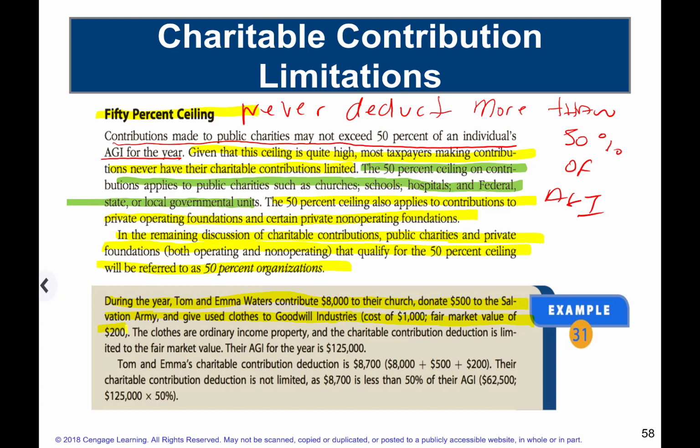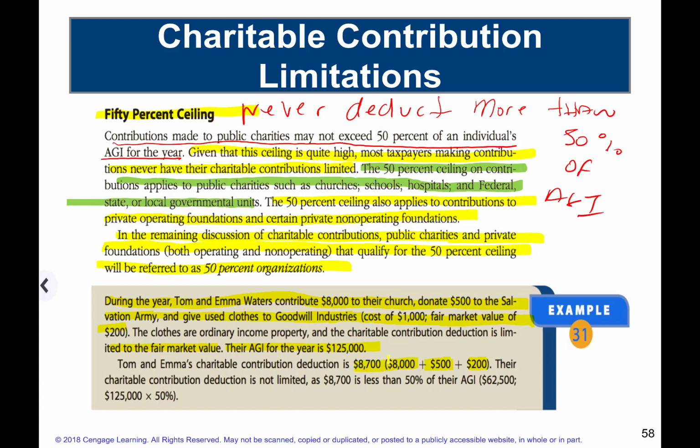So what happens? The clothes are ordinary income property, and the charitable contribution deduction is limited to the fair market value, and their AGI for the year is what? 125. So what happens? The 8,000 applies. The 500 is good because it went to the church. The 200 is good. It went to the Salvation Army. And they're what?